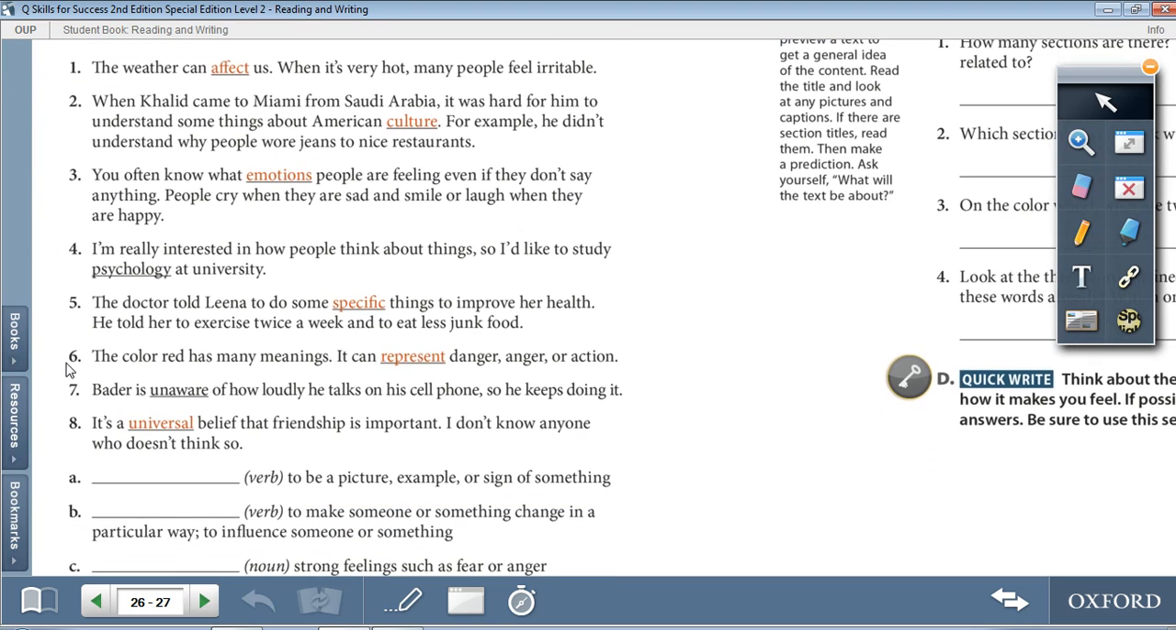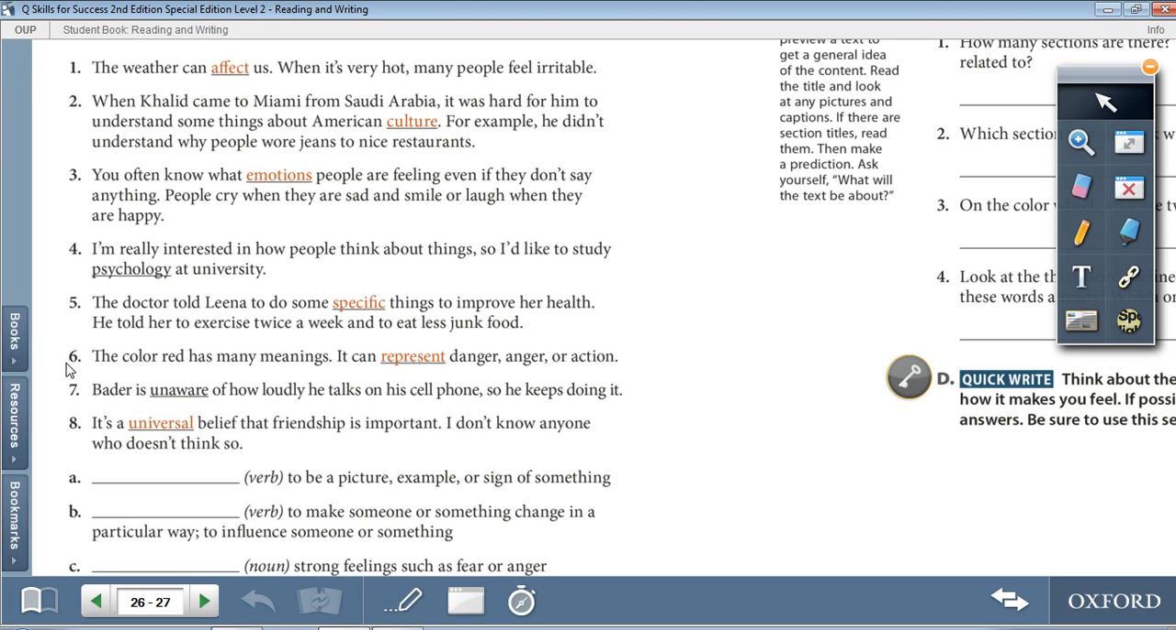4. I'm really interested in how people think about things, so I'd like to study psychology at university. 5. The doctor told Lena to do some specific things to improve her health. He told her to exercise twice a week and to eat less junk food. 6. The color red has many meanings. It can represent danger, anger, or action.